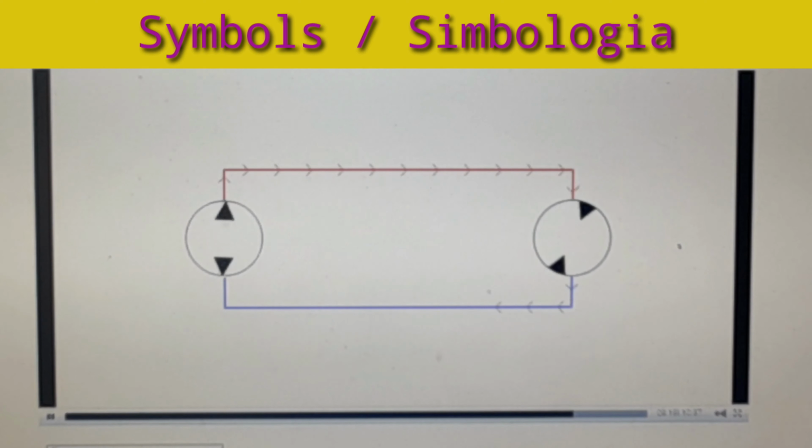In a closed-loop system, the fluid exhausted from the actuators does not return to the reservoir as it does in an open-loop system. Instead, the fluid returns back to the inlet side of the pump. As you can see, in a closed-loop system, in order to change the direction of the actuator, a bidirectional pump is used to change the direction of flow.